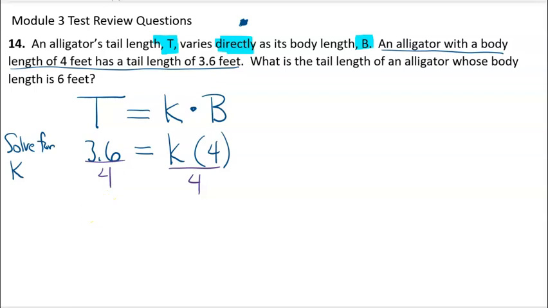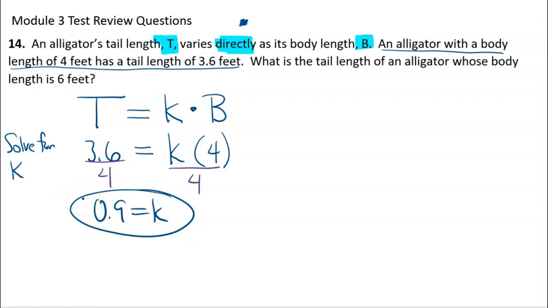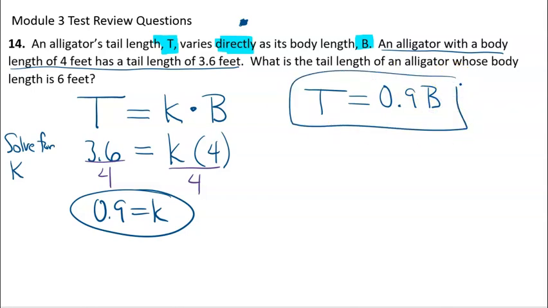So, go back to my other color. 0.9 equals K. So that's important. I am not finished, but that's important. Now that I know what K is, I go right back to my first line. So now my equation is T is equal to 0.9B. If they asked me to find an equation, that would be it. I'd be done. But then they throw this third sentence in.